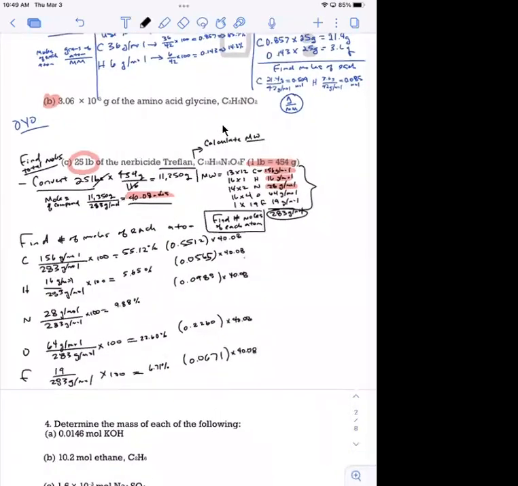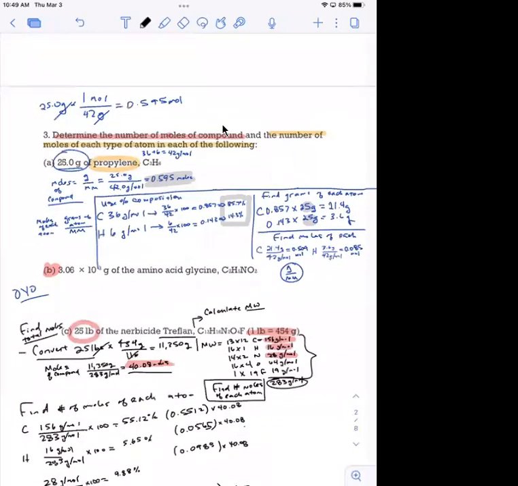So I want you to try B tonight at some point. They give you a number of grams. They give you a molecular formula. First, find the total number of moles of glycine, and then use the percent composition to find the total number of moles of each atom. Remember, the atoms have to add up to the total number of moles. So it's not going to be a different number. When you add all the atoms up, they need to add up to whatever total number of moles you calculated initially, with the 3.06 times 10 to the minus 3 grams divided by whatever the molecular weight of glycine is.